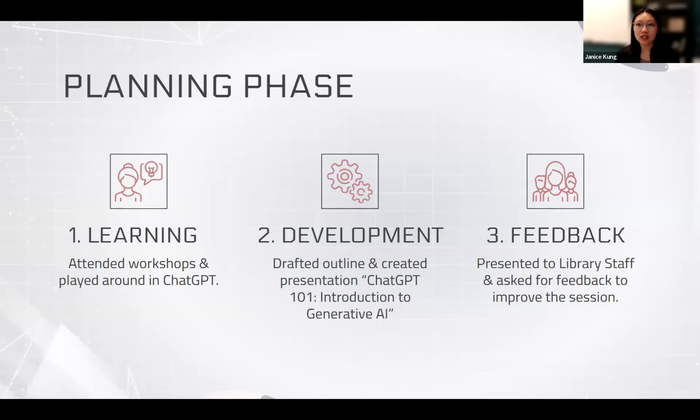And once I had a good handle on things, I thought, okay, this is now the time to develop something that I can deliver as a workshop to our students. And that's when I went to phase 2. I drafted an outline. I thought carefully about the content that I wanted to include. And I also borrowed from many amazing presenters that I learned from. And I kind of added them into the workshop. And I developed a presentation called ChatGPT 101, Introduction to Generative AI.